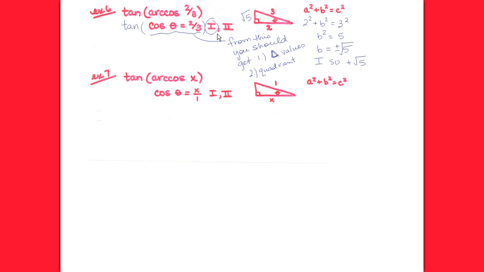The question that they asked me was, what is the tangent based on that information? So I'm going to go back over to my triangle and say, okay, what's tangent? Well, tangent is opposite square root of 5 over adjacent 2. And because I'm in the first quadrant, everything's positive, so I know the tangent will be a positive square root of 5 over 2.